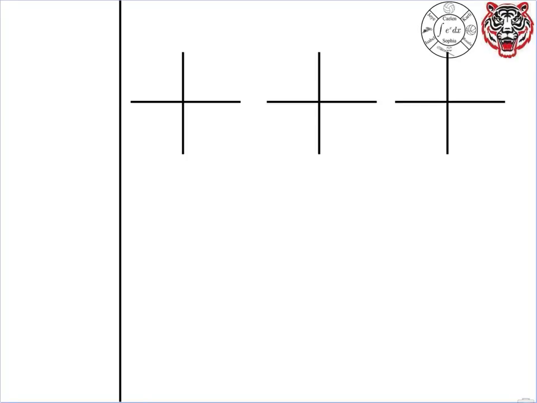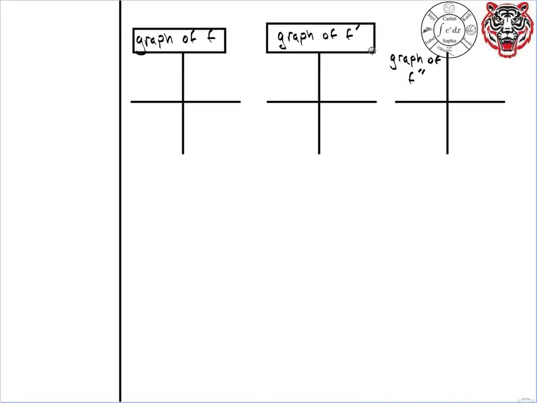All right, so again, this is going to be the graph of f, the graph of f prime, and this one I'm going to put over here, graph of f double prime. And I should probably have boxes around them. Black boxes would be better. Graph of f prime, and graph of f double prime.